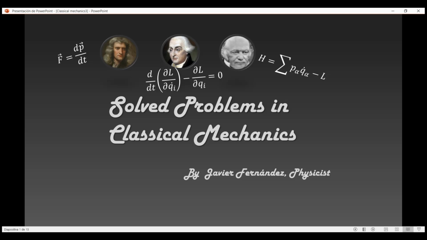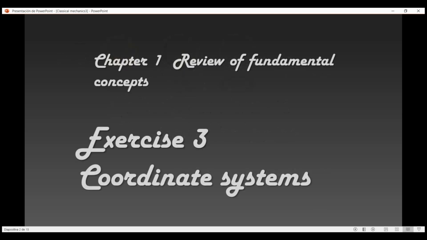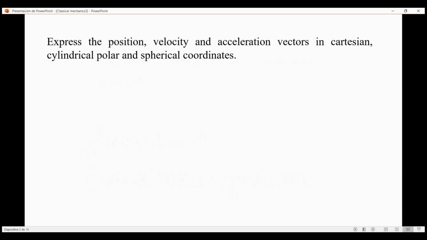I would like to bring you today an exercise, well, not really an exercise, it is a theoretical demonstration of the position vector, velocity and acceleration in different coordinate systems. When I was doing my degree, this was pivotal in my study of classical mechanics, a very important exercise to later tackle problems. And it is just, as I said, expressing position, velocity, and acceleration in Cartesian, cylindrical, and spherical coordinates.